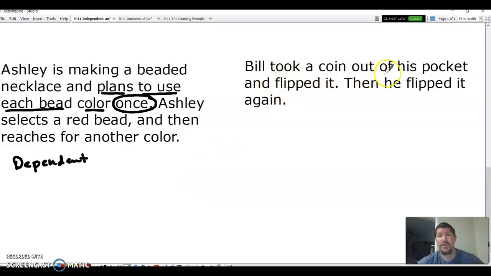So Bill took a coin out of his pocket and flipped it. Then he flipped it again. This one's independent, guys. Because no matter which way you look at it, I have a 1 in 2 chance of getting heads or tails every single time I flip that coin. Me continuing to flip that coin is never going to change that. Every time I flip that coin again, I have a 1 in 2 shot.